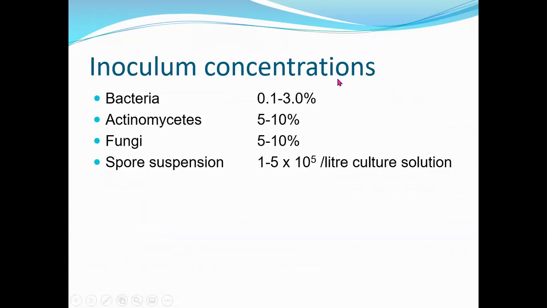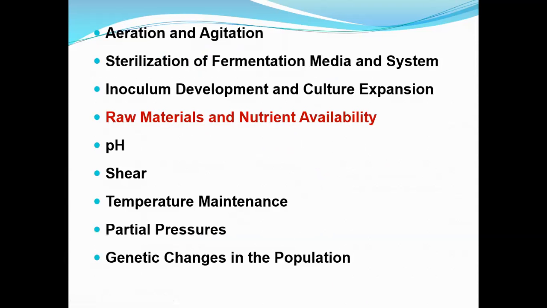Now, there is standard inoculum concentration as well we use. For bacteria, 0.1 to 3%; for actinomycetes, it is 5 to 10%. For fungi, it is 5 to 10%. And for the spores, it is in the number of spores, 1 to 5 times 10 to the power 5 spores per liter of culture solution. So that was about the inoculum development and the seed train scale-up strategy.